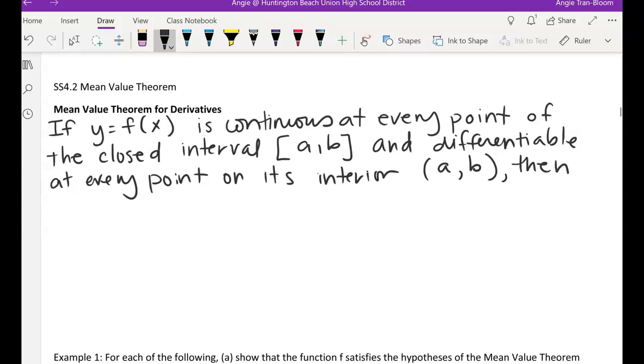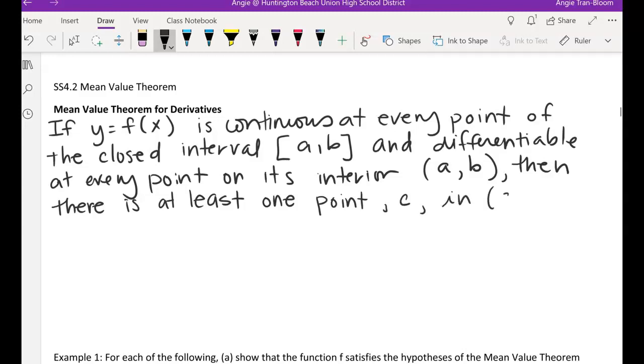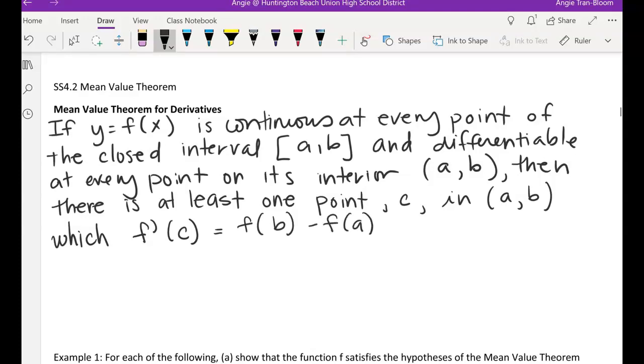Then there is at least one point, let's call it C, in the open interval a to b, at which f prime of C is the same as f of b minus f of a all over b minus a. Okay, there's the theorem. Now you tell me what it means.